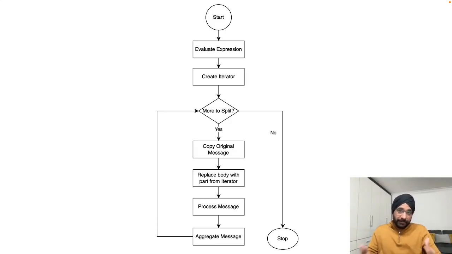If it can iterate over the message, it will check whether there is anything else to split. If there is nothing, that's the end of the message. If there is, however, it will copy the original message, then replace the body with the first element of the iterator, and then it goes on. It will process the message, and at the end, if you supply an aggregator, it will try to aggregate the message for you, and it goes on until you have iterated over all the elements.